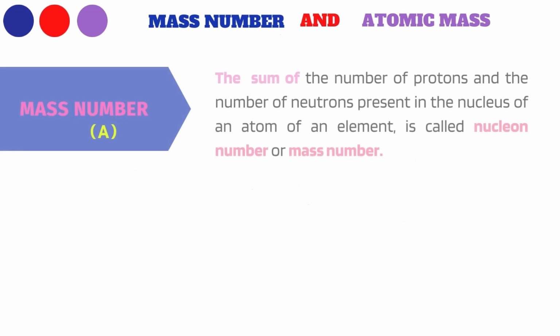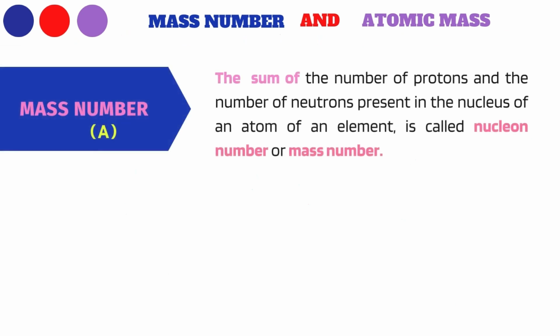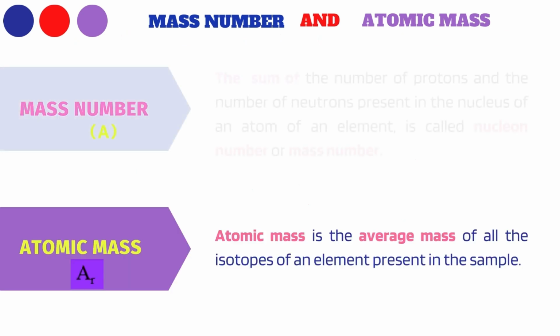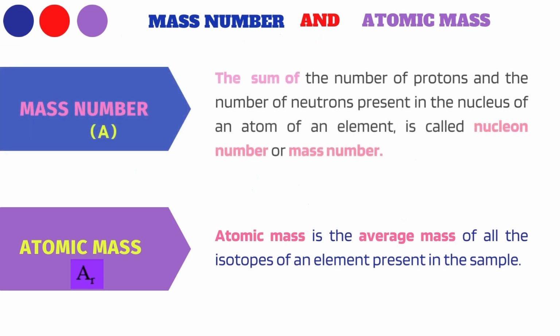As we have discussed, mass number is the sum of the number of protons and the number of neutrons present in the nucleus of an atom, and it is represented by capital A. On the other hand, atomic mass is represented by A subscript R, where A means atomic mass and subscript R is relative. An atomic mass is the average mass of all the isotopes of an element present in the sample. But why it is called relative, we will discuss with stoichiometry and the mole concept.